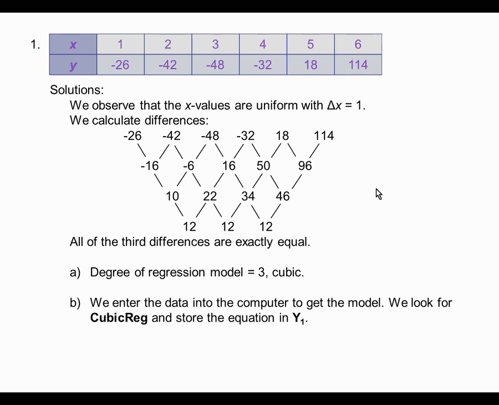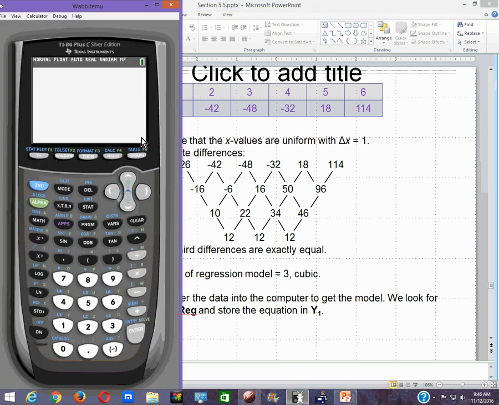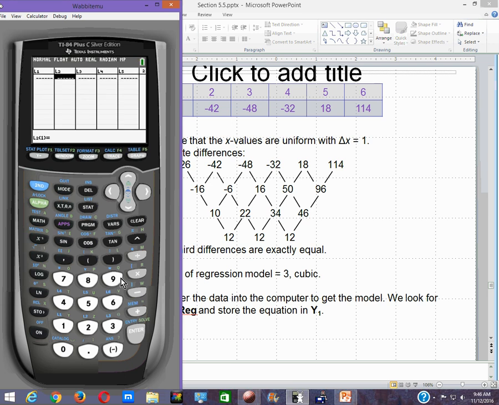Remember, we put the x's in list 1, the y's in list 2. So if I take out my calculator, make sure my lists are empty. Second memory, choice 4, I've cleared out my list. Now remember, since we're going to be graphing, I'm going to store my regression equation in y1. So stat, edit. They went 1, 2, 3, 4, 5, 6. 1, enter, 2, enter, 3, enter, 4, enter, 5, enter, 6, enter. Now again, be very careful, be sure you enter them correctly.